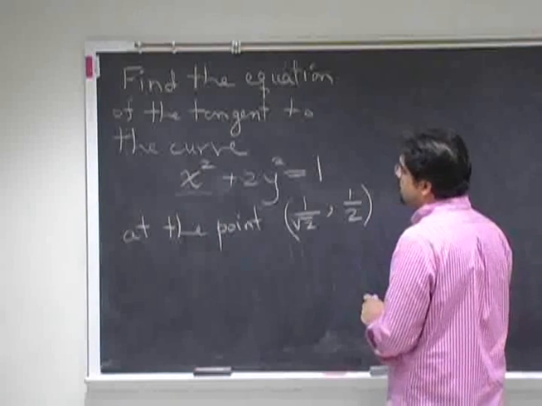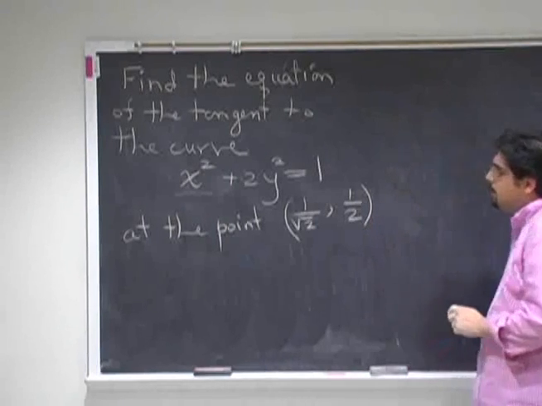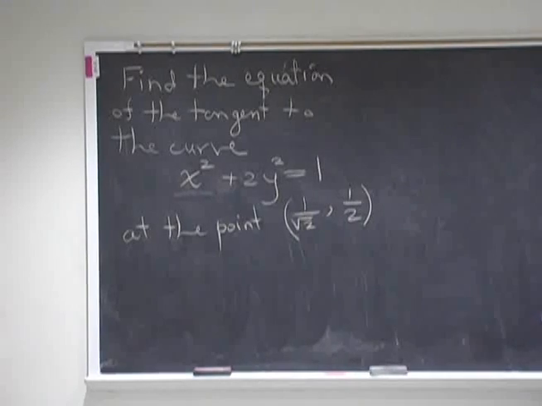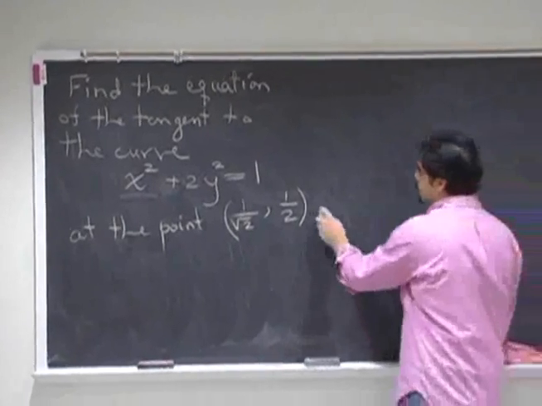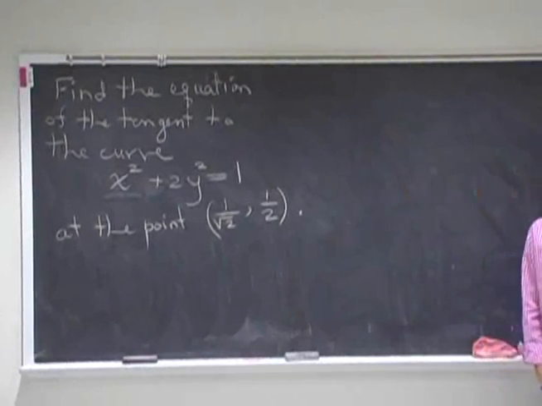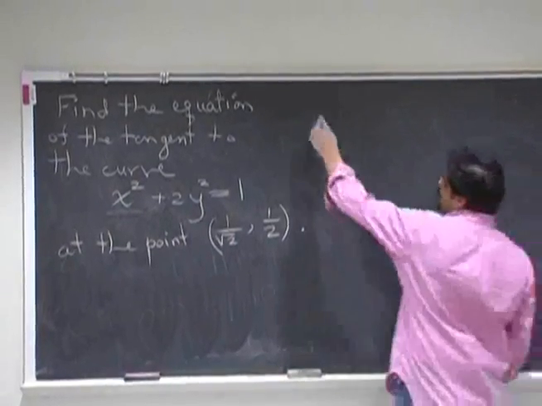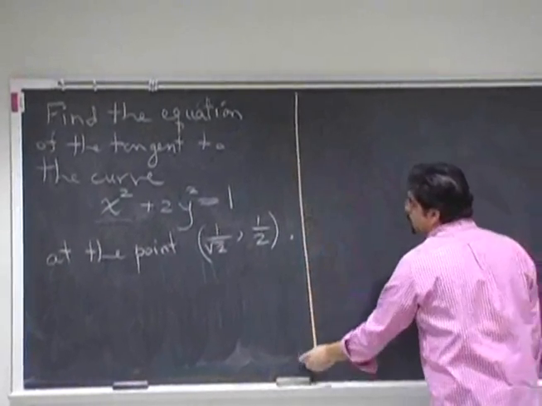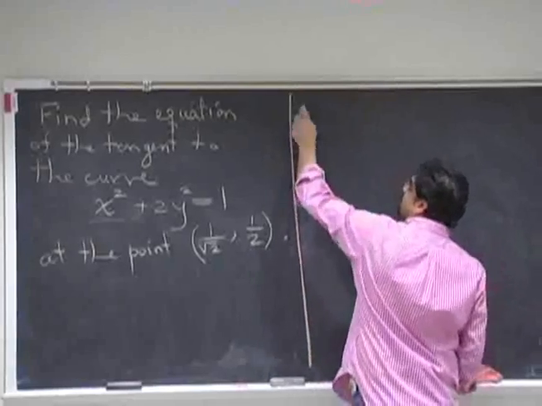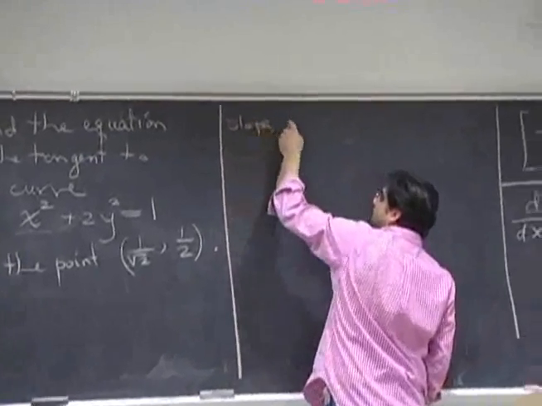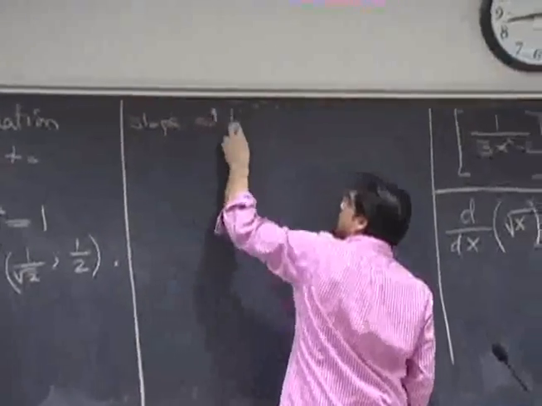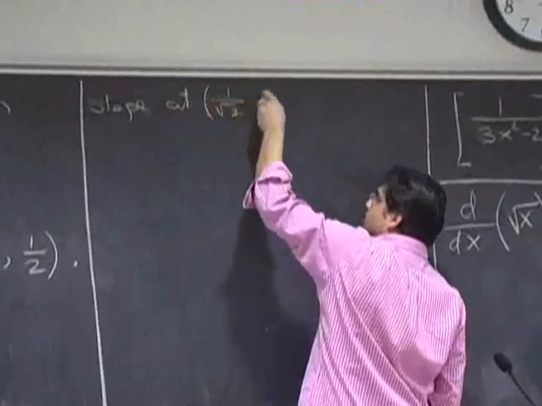Find the equation of the tangent line to the curve x squared plus 2y squared equals 1 at the point (1 over square root of 2, 1/2). Okay. So, well, what do we need to get the tangent line? We need the slope, right? We need the slope at (1 over square root of 2, 1/2).